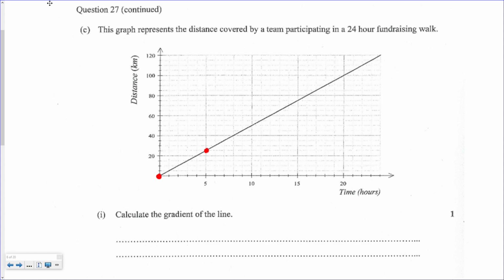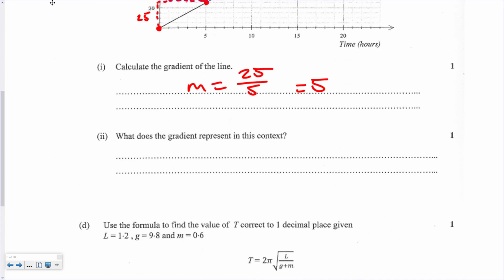Alright, so from here, I've gone up 25. Once I've gone up 25, I've gone across 5. So therefore my gradient is going to be 25 over 5, and when you simplify that, that equals 5. So that's just the gradient of the line, just rise over run. The idea is, no matter which 2 points you pick on that line, as long as you find the correct rise and the correct run, you're going to find the correct gradient when you simplify it to be 5. And so in this case, what does the gradient represent in this context?